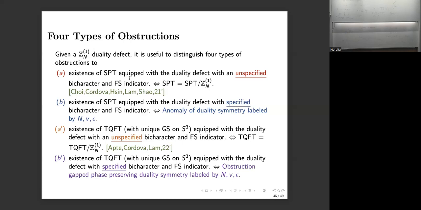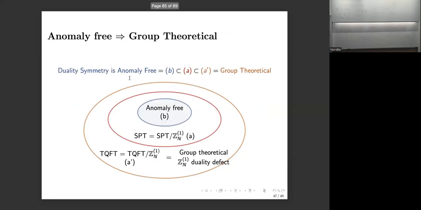And if the duality defect is anomaly free, it must... Yeah, this is the last part. This is the last slide, basically. If the duality defect is anomaly free, then it must be group theoretical.